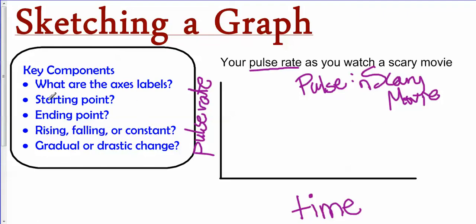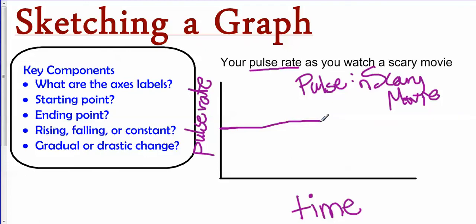Okay. So starting point, would my pulse be at 0? Well, let's hope not. I hope I'm not dead. So let's let my pulse start about normal. So if you think about what's going on in the movie, starting off, it's pretty normal. Let's get rid of that dot there. You've got the opening credits. Everything's going on normal. They're building up the story. My pulse rate might go up just a tiny bit.